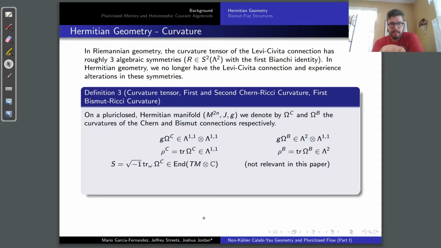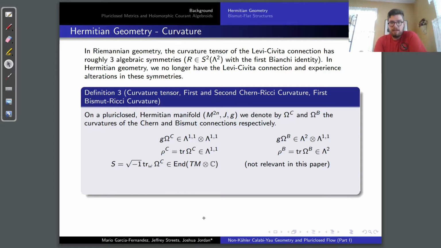And I'm talking about the curvature endomorphisms here. But if you lower that last index, then the four lower index curvature lives in the space wedge 1,1 tensor wedge 1,1. So that means for the Chern curvature, when all four indices are down, it's like unbarred, barred, unbarred, barred, and you can swap within the pairs and get a minus sign. But you can't swap between the pairs.